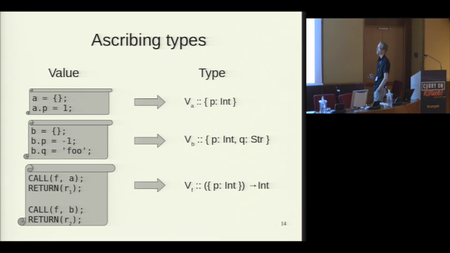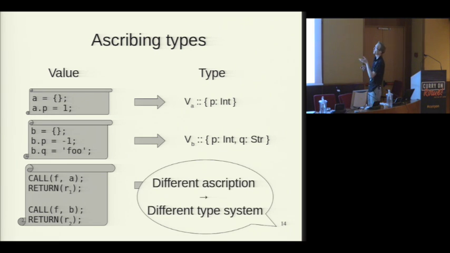For the two calls to the f function, we ascribe a type based on all of the invocations we have observed to the function. And in this case, for a monomorphic function, a type could be some object that has a p property of type integer, and it returns an integer. So this ascription is configurable. If you had picked a different ascription, you would model a different type system.